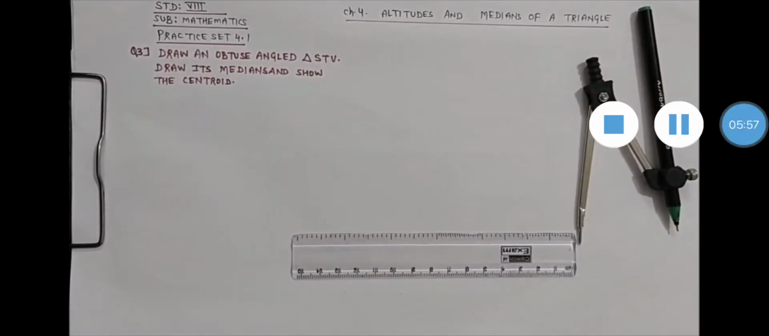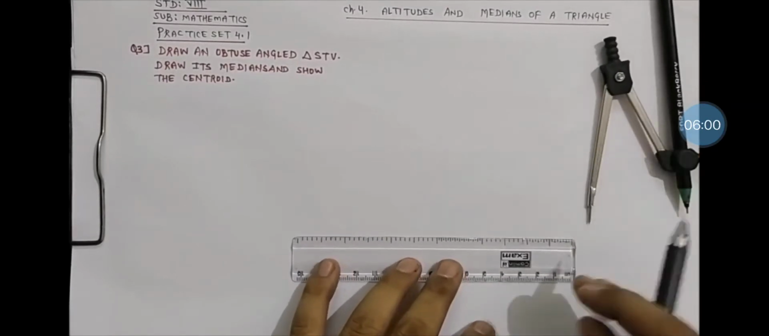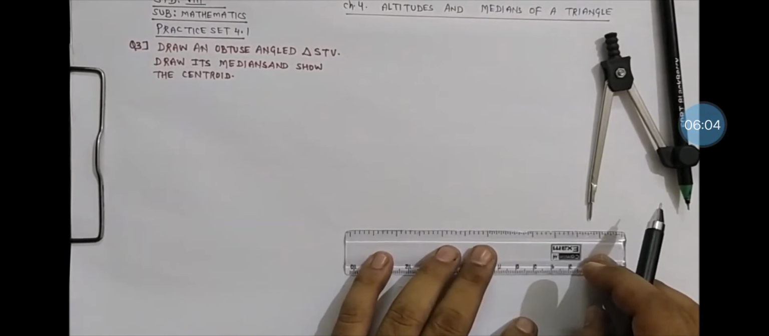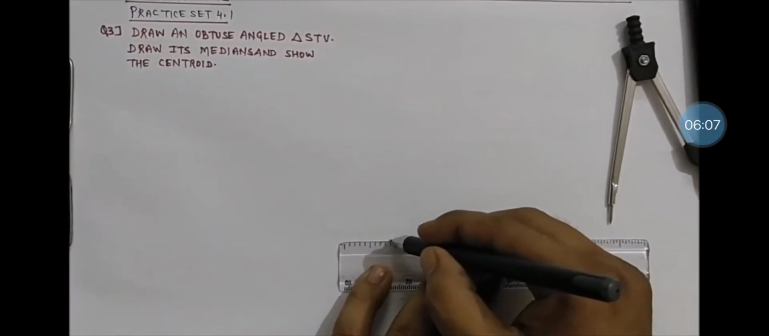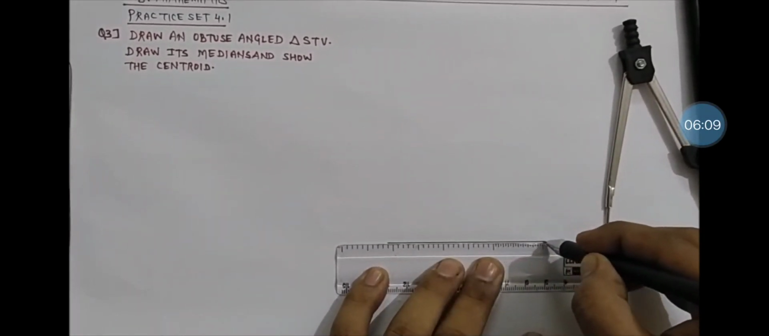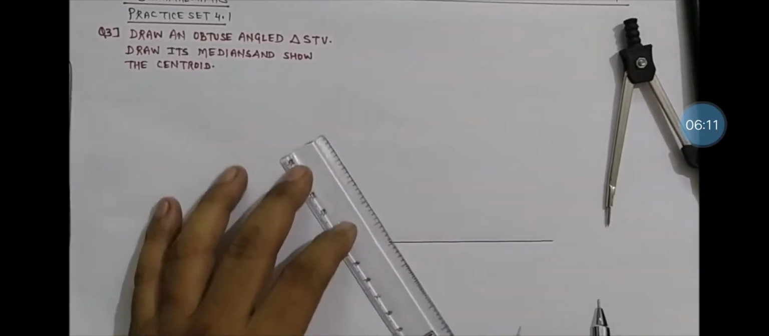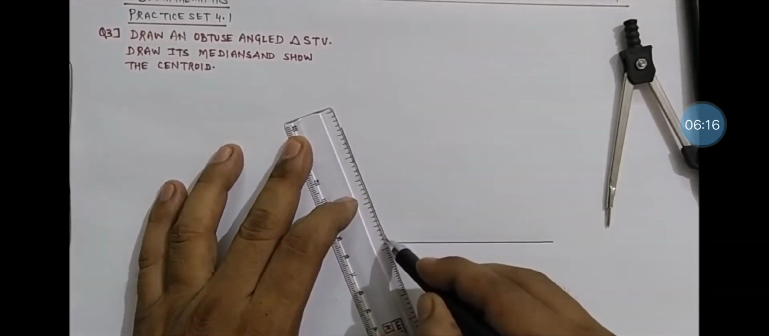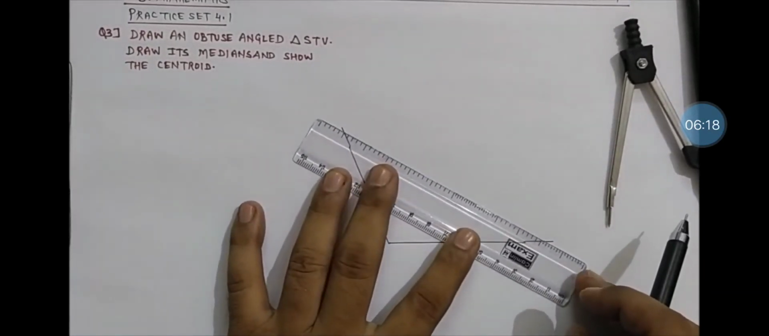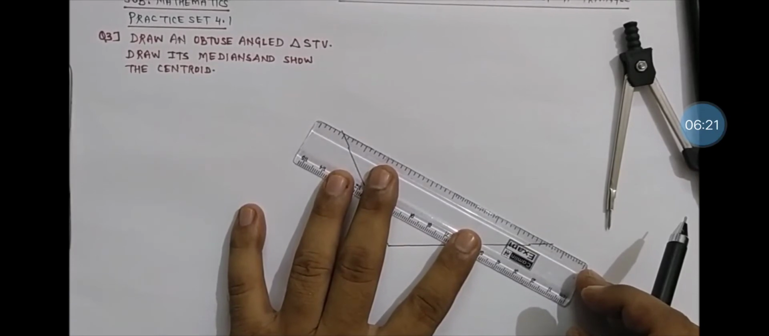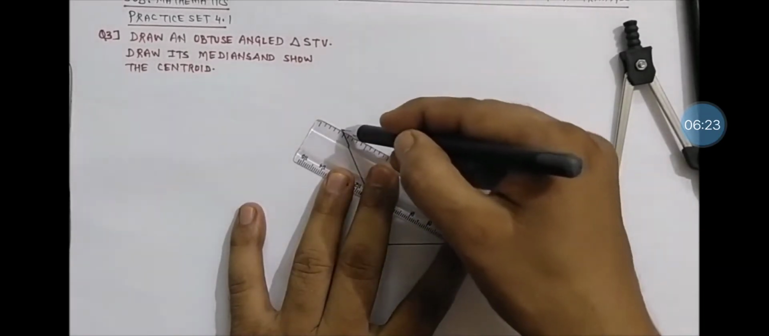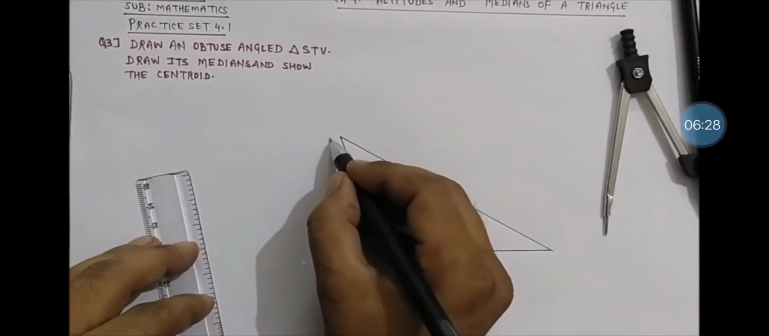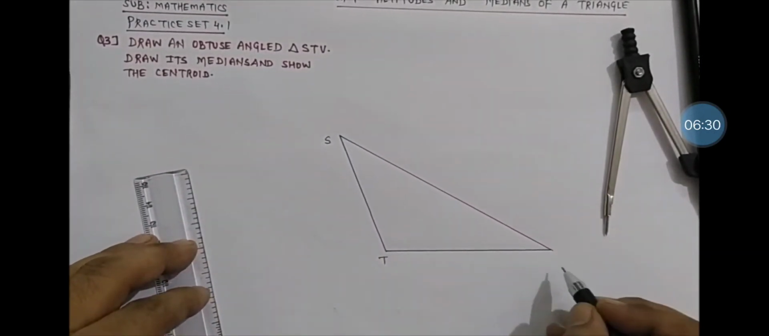Question number 3. Draw an obtuse angle triangle STV, draw its medians and show the centroid. First you have to draw an obtuse angle triangle. What is meant by an obtuse angle triangle? It is more than 90 degrees. So you will get a triangle like this. Name it STV.